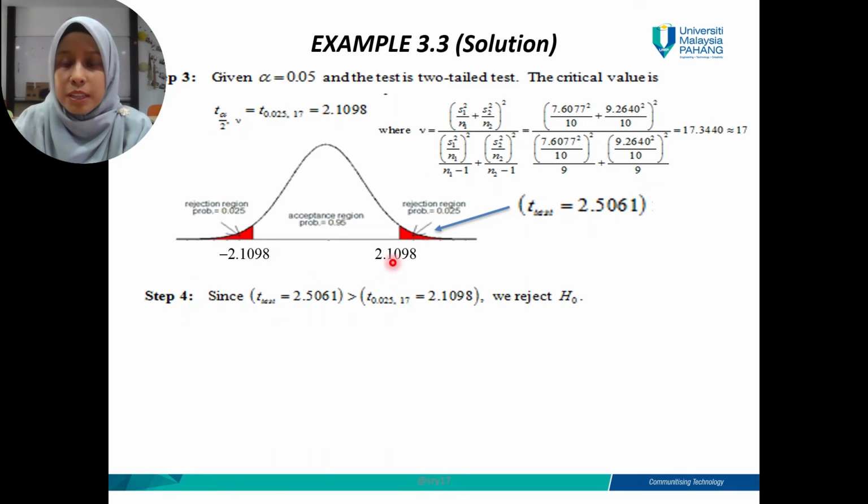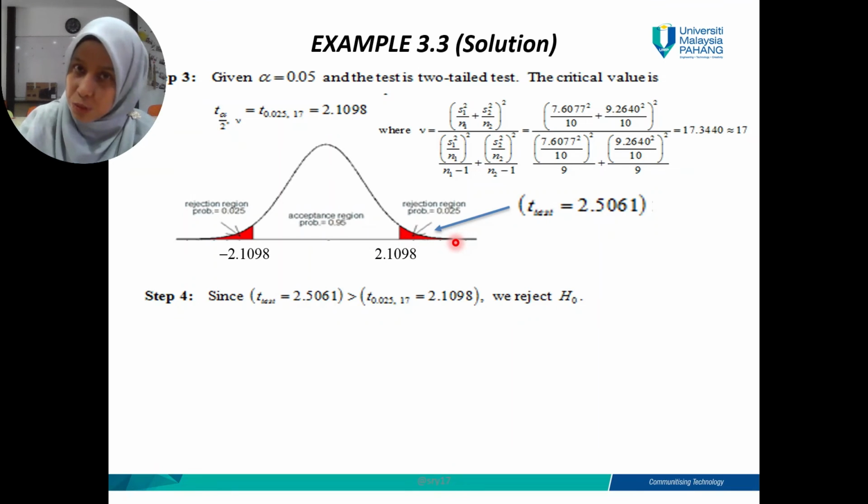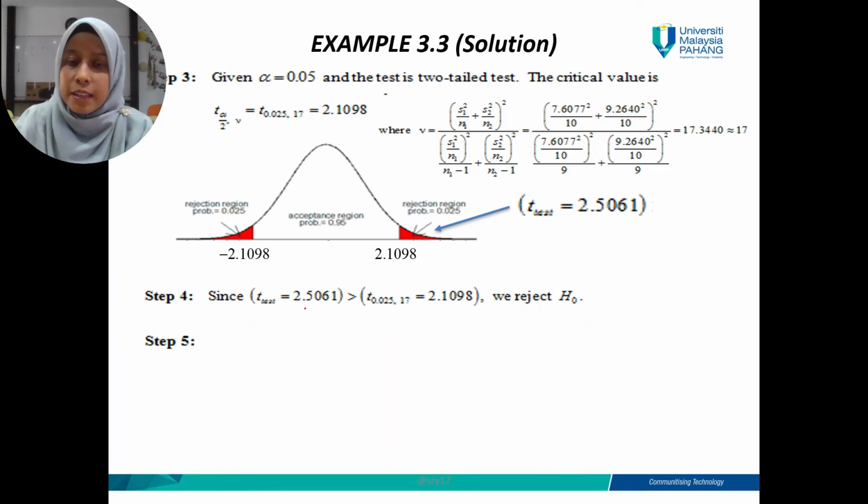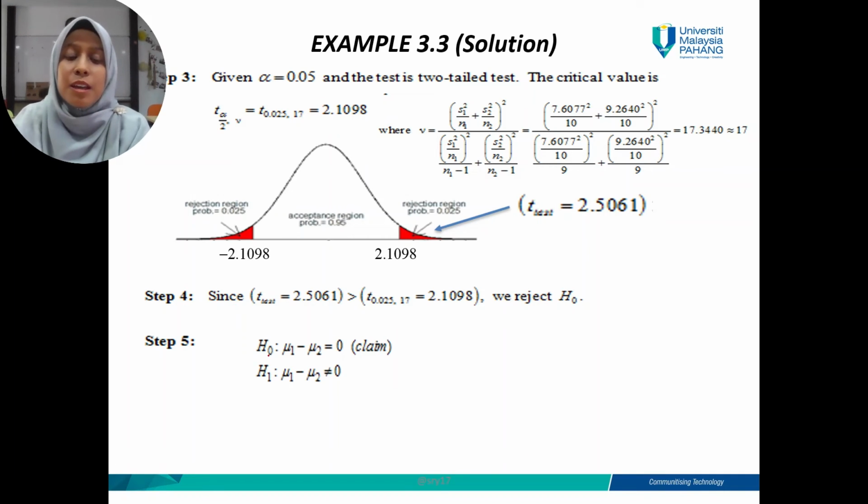So in a two-tailed test case, if your t-test is greater than the positive critical value, it means your test statistic falls in the rejection region. It is somewhere here, so it is in the rejection region. That's why we need to reject H null. And finally, in step 5, we need to make a conclusion regarding the claim. You need to refer back to your step 1 in order to do the conclusion.